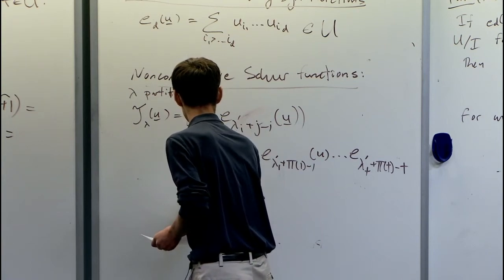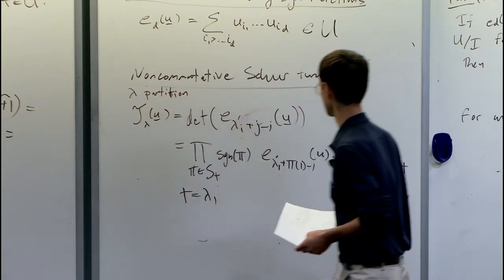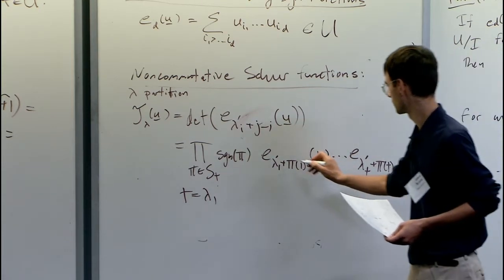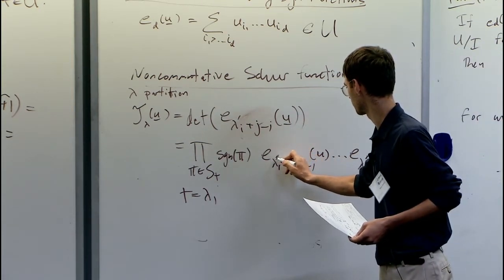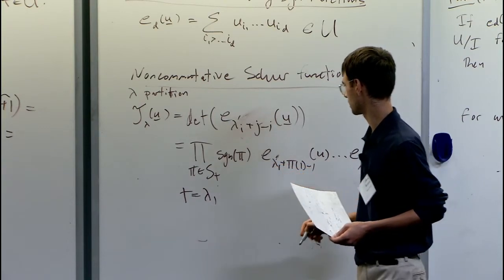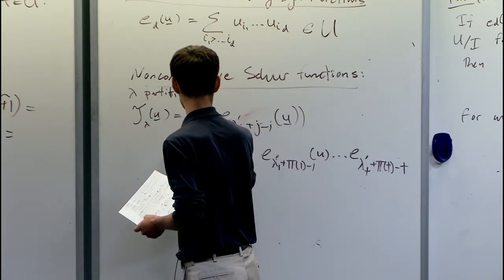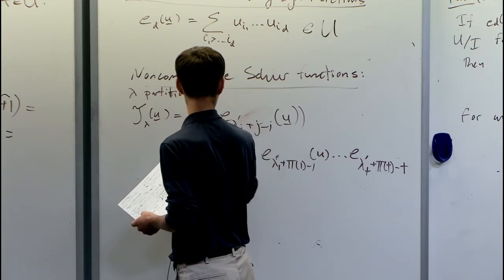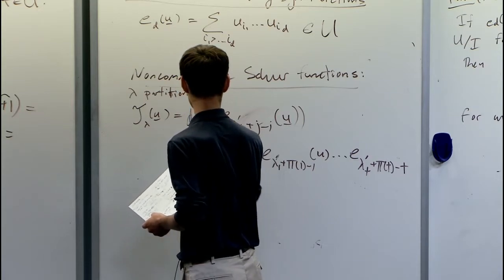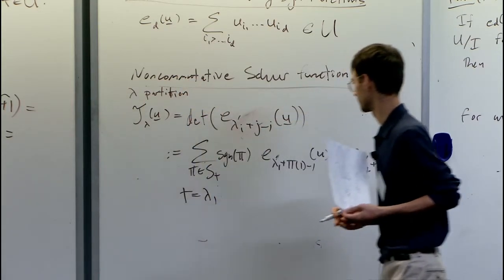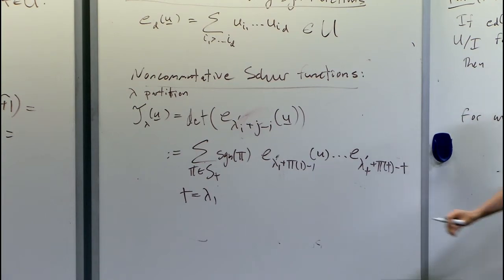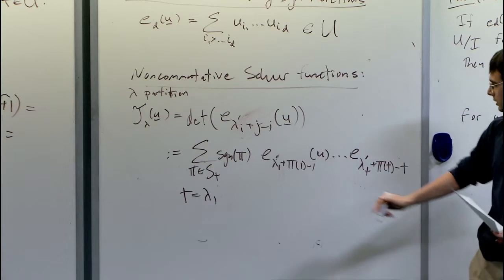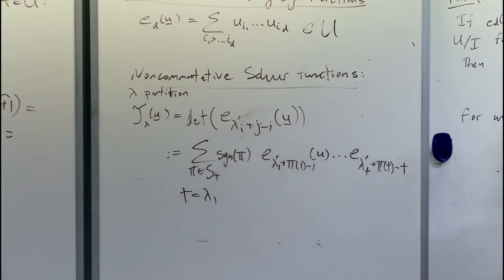T here is equal to lambda. Okay, so we just chose an order for the product of these E's. This lambda prime is the conjugate of lambda.